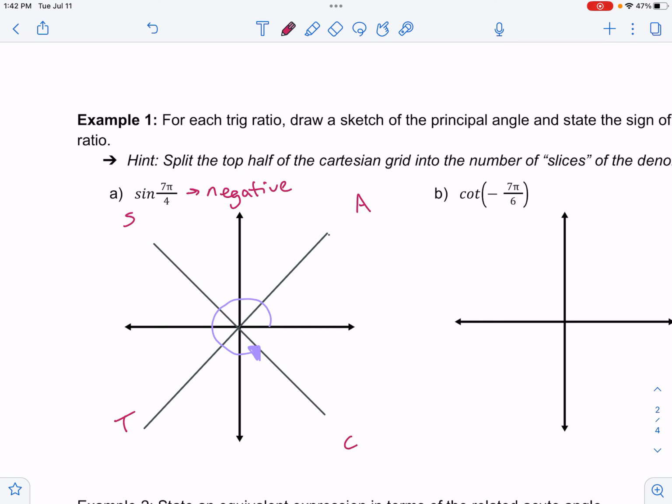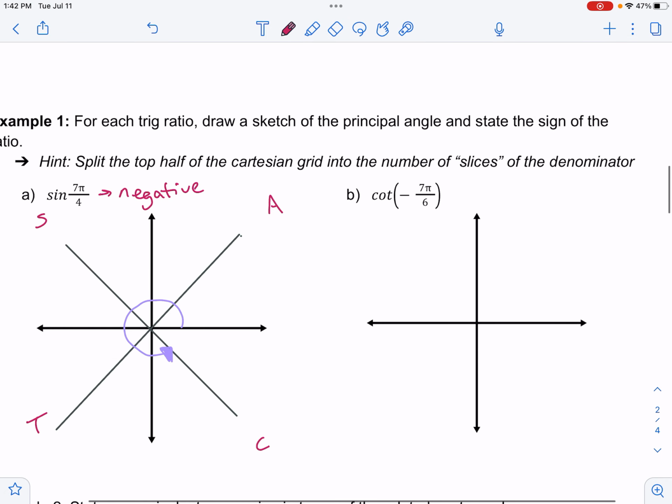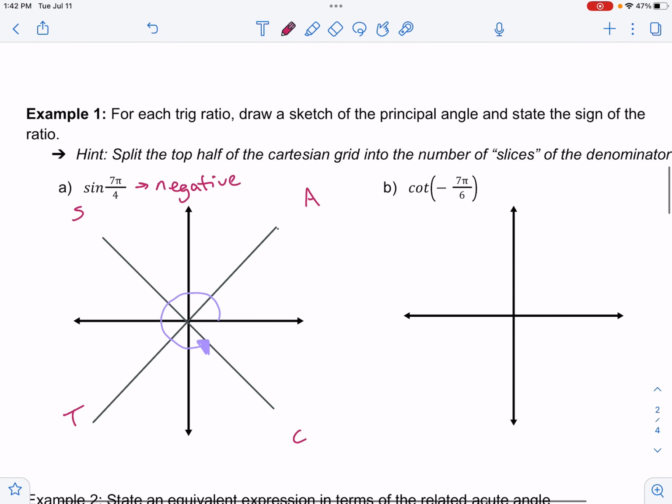Okay, let's do another one. Cotangent of negative 7 pi by 6. Okay, first things first. Let's split this up into sixths. We already have some kind of a helpful line. This is going to be hard to do, but we're going to do it. We need to split up this into thirds and then this into thirds. So we're going to do our best.